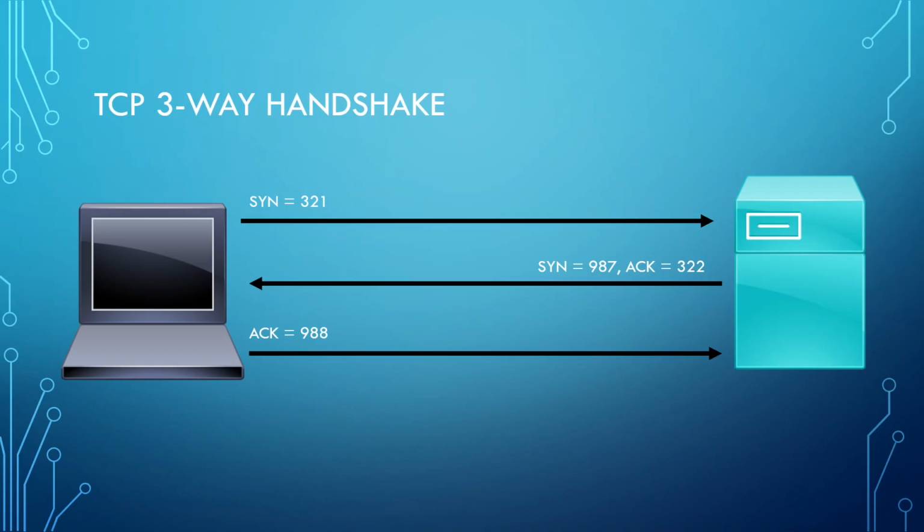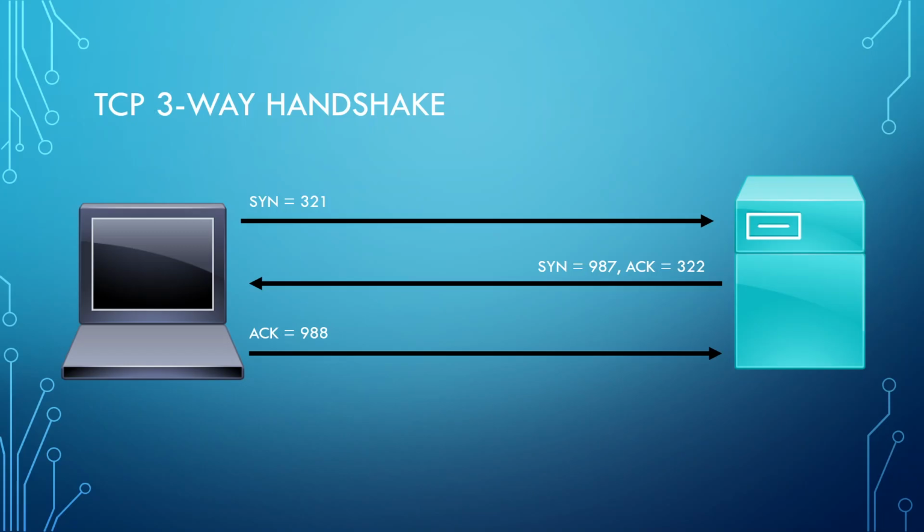I'm going to start numbering my sequence numbering from 321. So this is the first packet I sent you. It's going to have a sequence number of 321. The packets I send after are going to have a higher sequence number after 321.